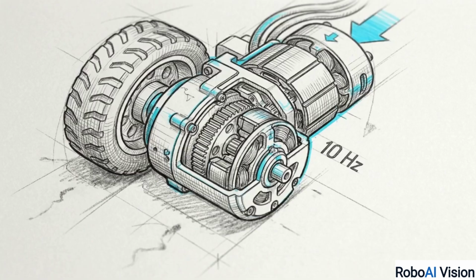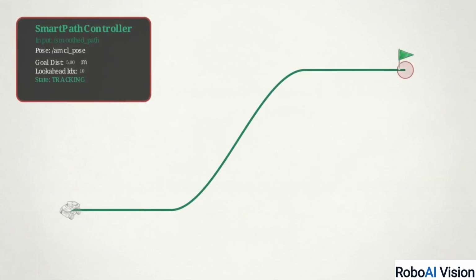The final node is the Smart Path Controller. Operating at 10 Hz, it subscribes to that smoothed green path and prepares to move the motors. To track the curve accurately, the controller uses an adaptive look-ahead mechanic. When far from its destination, it projects a long target vector down the path. As the robot approaches its final destination, that vector dynamically shrinks, guaranteeing millimeter precision stopping.